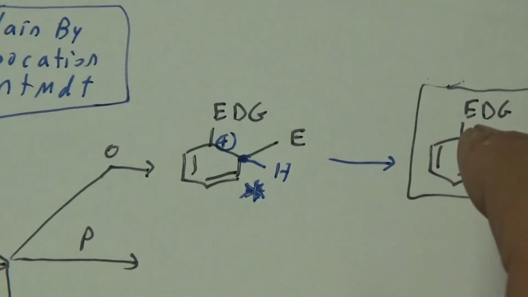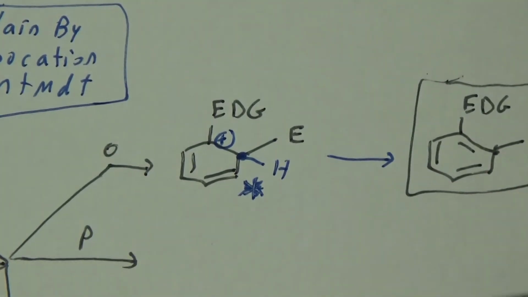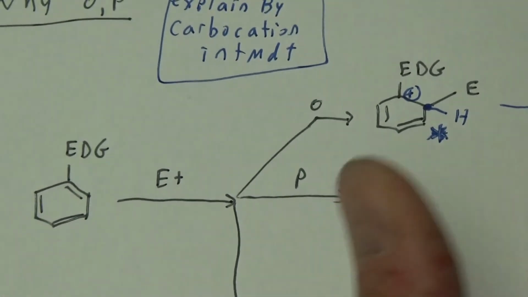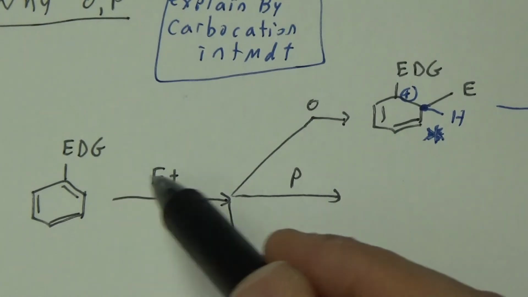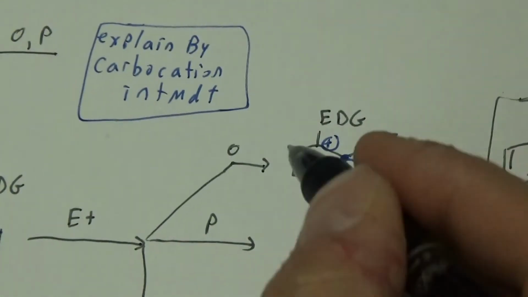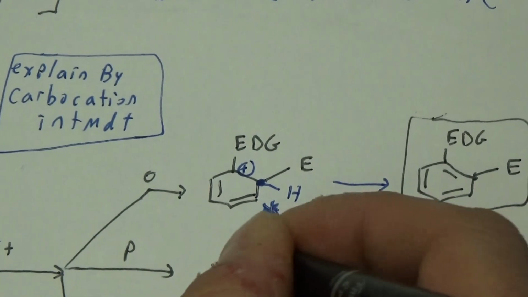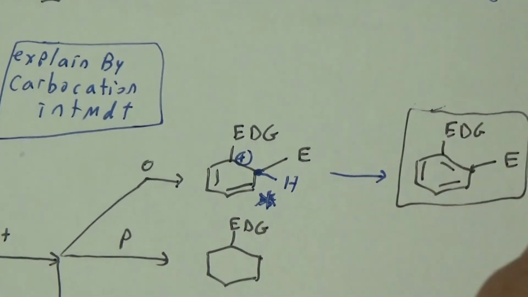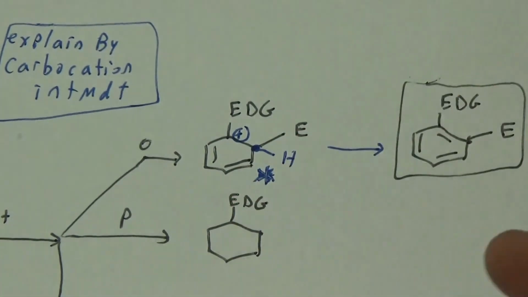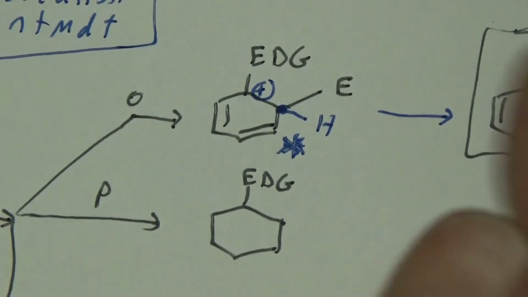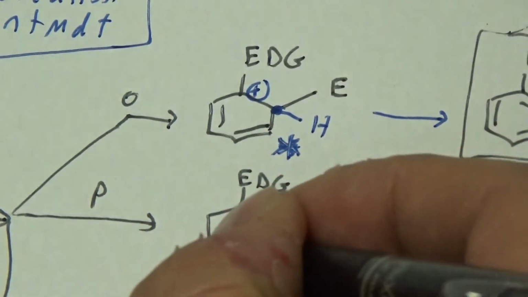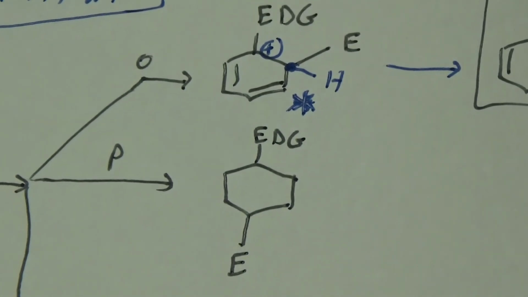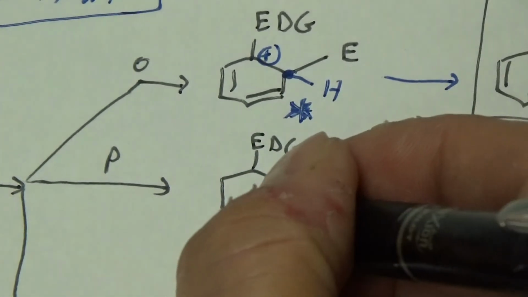Now para. So this is what happens with para. Assuming the electrophile goes to the para position, so the benzene attacks and puts it in the para position, what do we got now? We got a donating group. Where's the E? Where is it going? The para position is right here. What else is on that carbon? An H.